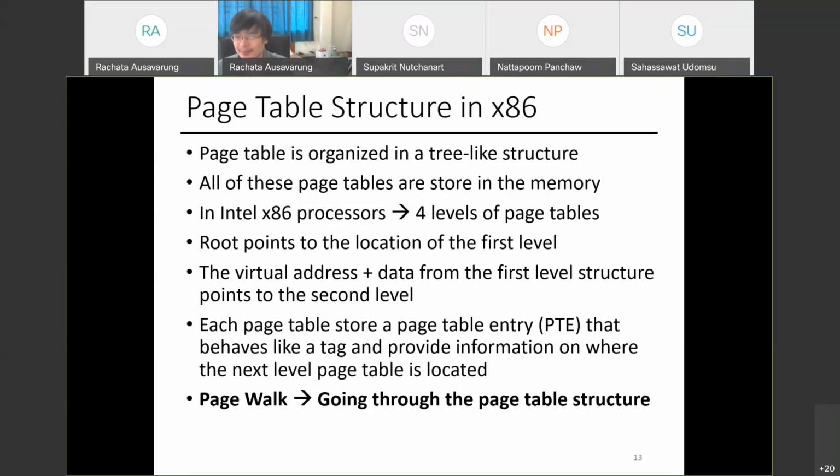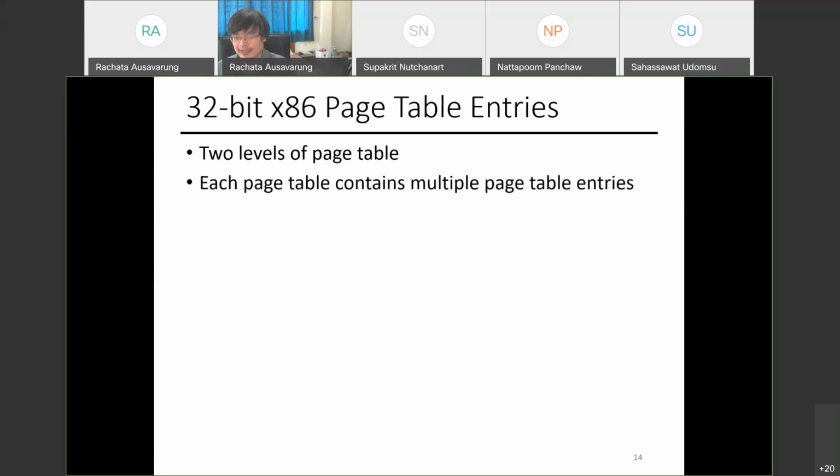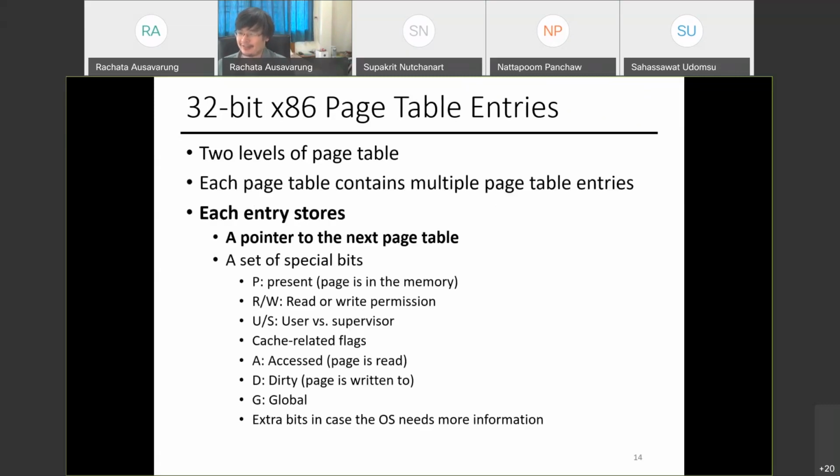So let's do an example of a 32-bit x86, the old machine. Those Pentium-like processors that you could buy 10 or 15 years ago. They use a 32-bit machine. Why do I use this example? Because it's simpler. It uses only 2 levels, where each page table can contain multiple page entries. Again, each entry, as I said earlier, contains a pointer to the next level page table plus multiple special bits.